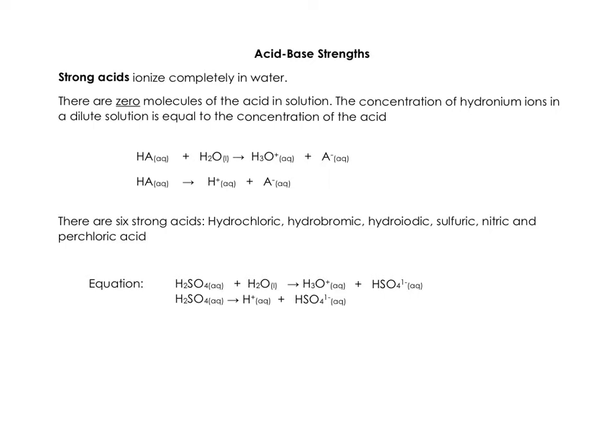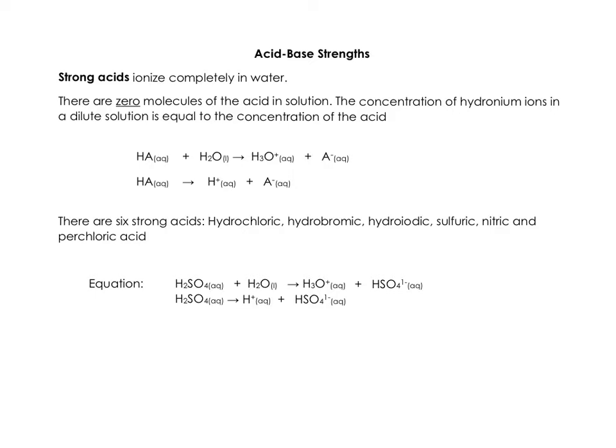The informal way of writing this is just to omit the water. So you've got some acid and it will produce the hydrogen ion and then the anion from the acid, so the conjugate base of the acid. There are only 6 strong acids. The rest are moderately strong or weak.